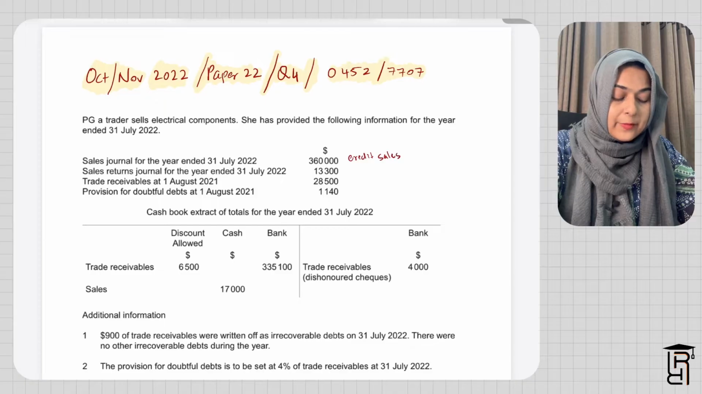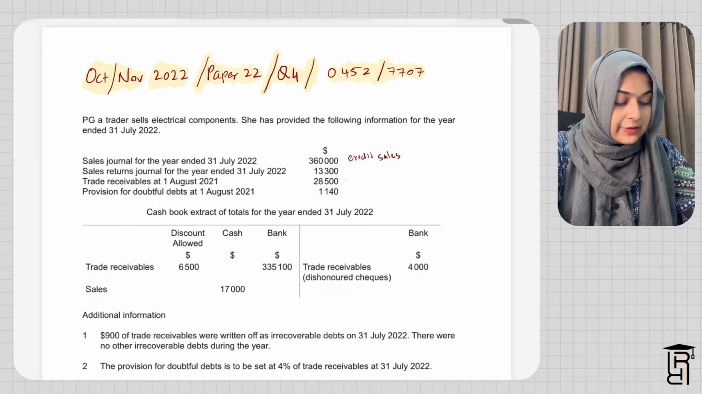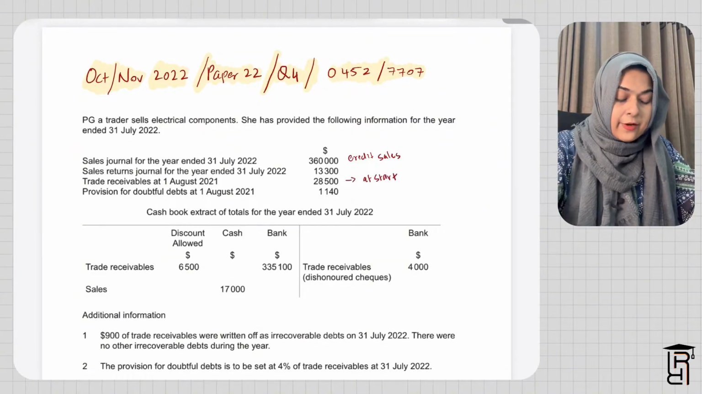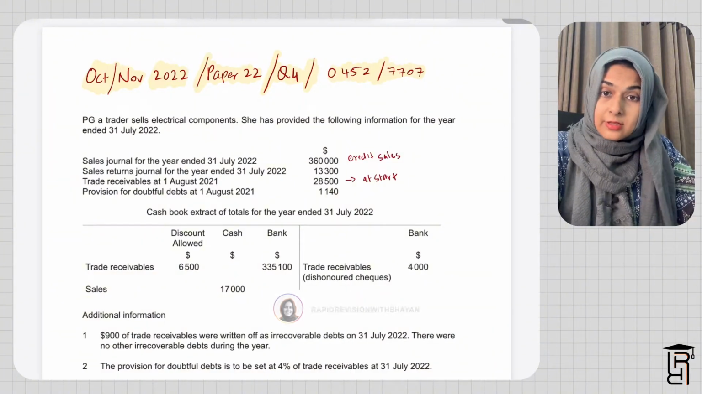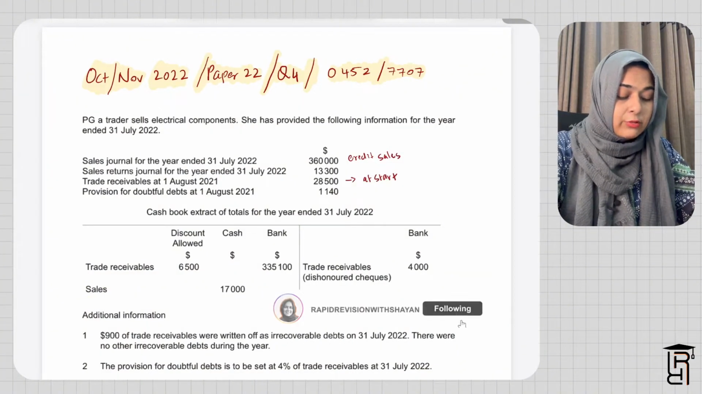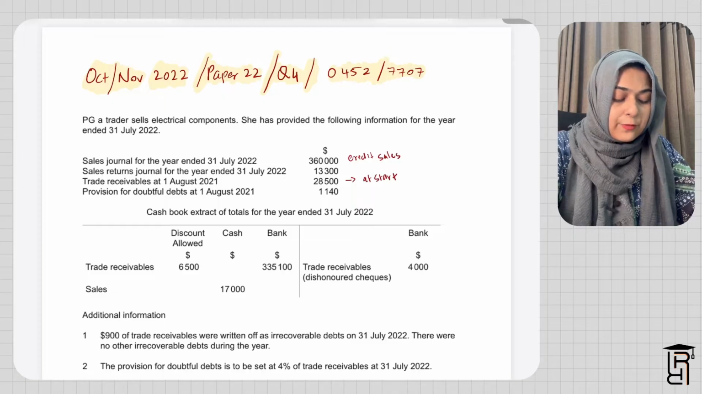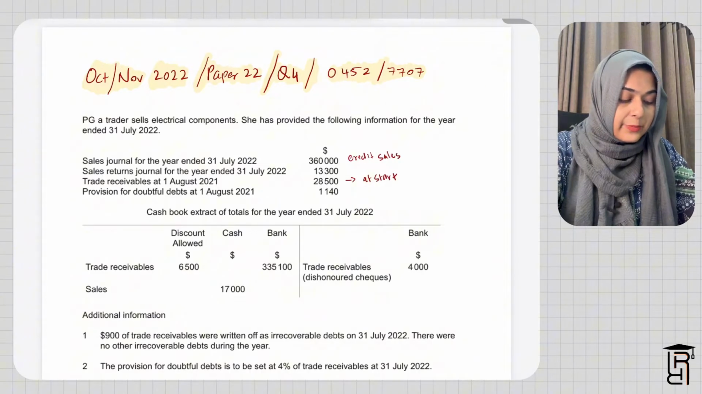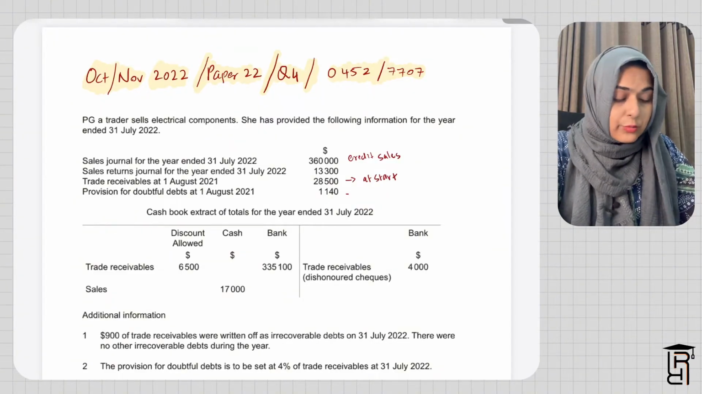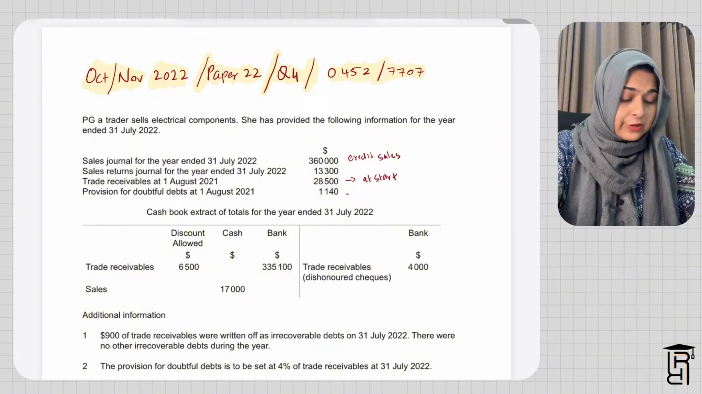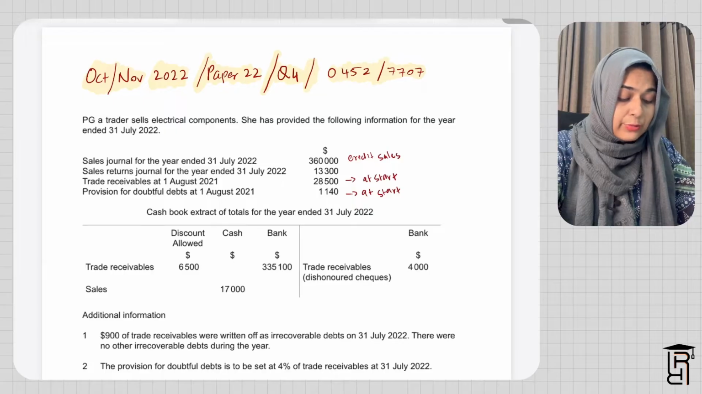Then they have given you trade receivables at 1st August 2021. This is total trade receivables at start, because I am just looking at the date. 1st August 2021 is the start date and the end date is 31st July 2022. Provision for doubtful debts at 1st August 2021 is the provision at start. So this is the balance brought down for the provision for doubtful debts T account, which is part of the requirements of the question. They've given you a cash book extract of totals for the year ended 31st July 2022.